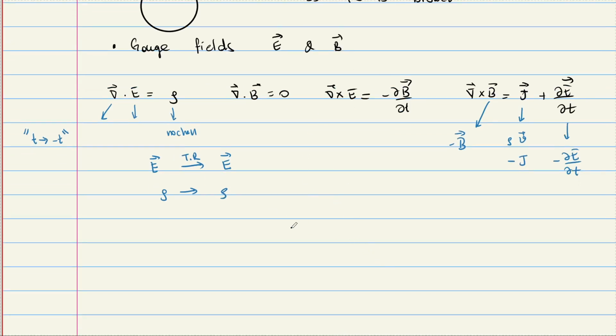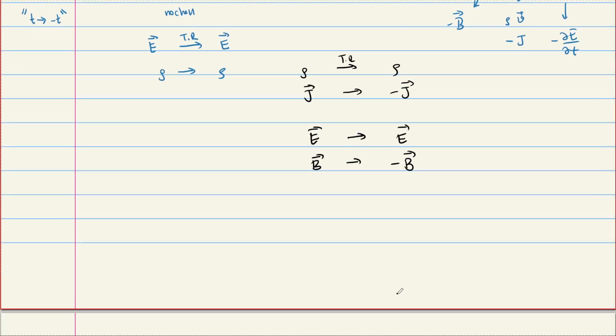So in summary, what we require is rho should, with time reversal, go to rho. The current density should go to minus current density. These are sensible. But also, E should go to E, and B should go to minus B. So compare this with parity. In the case of parity, what we said is E goes to minus E, whereas B goes to B. Good. Any questions? So far, we are just setting up the terminology.